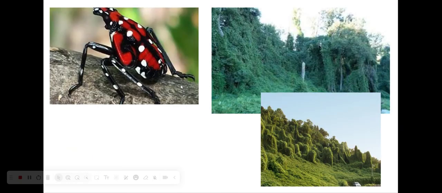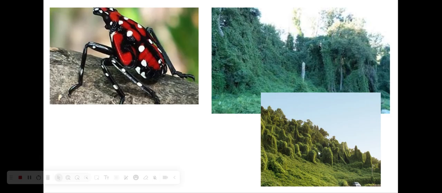So these are some other examples of invasive species. We know this is the spotted lanternfly, a huge issue here in New Jersey and all throughout America. This is kudzu. This is another vine species that is totally covering trees.